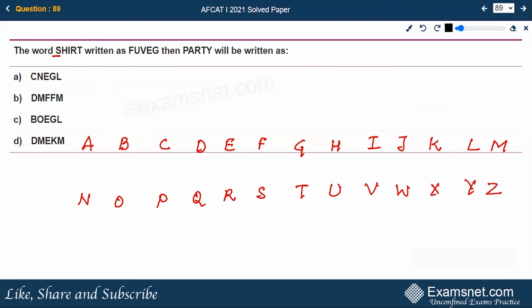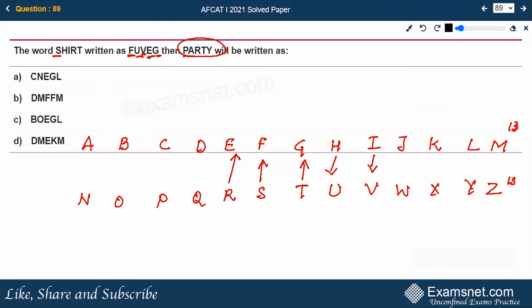So let's see. Shirt, I have written them in 13 format. Right? So now let's see. Shirt, where is S? It's related to F. And then H is related to U. I is related to V. And R is related to E. T is related to G. Right? Now it's quite easy to form the code for party.